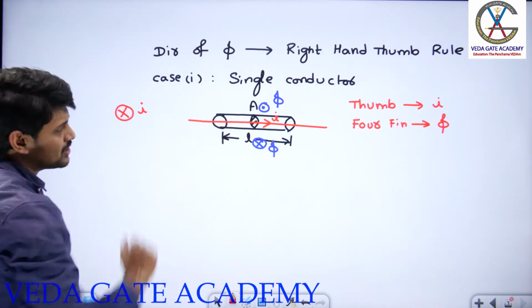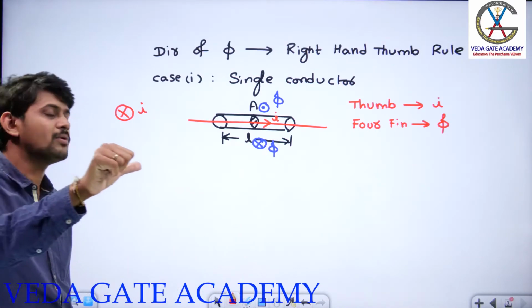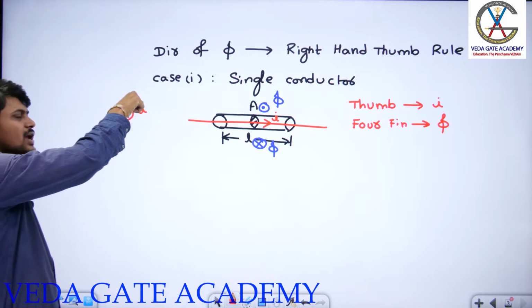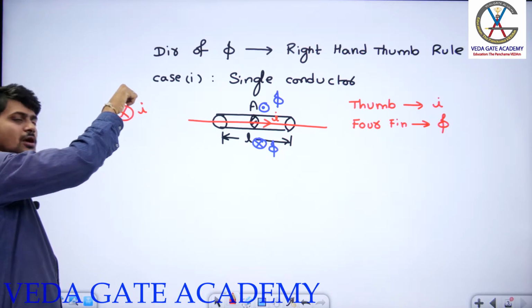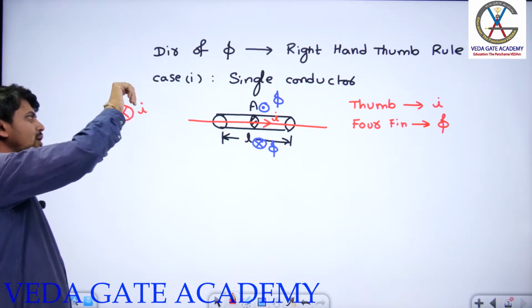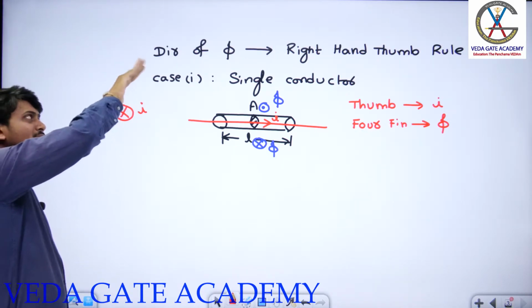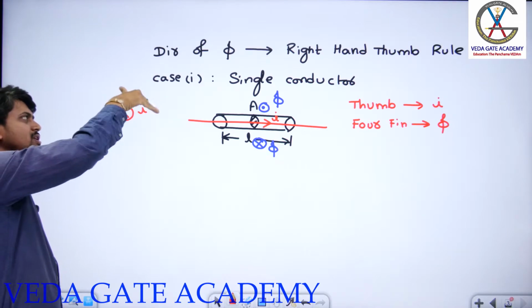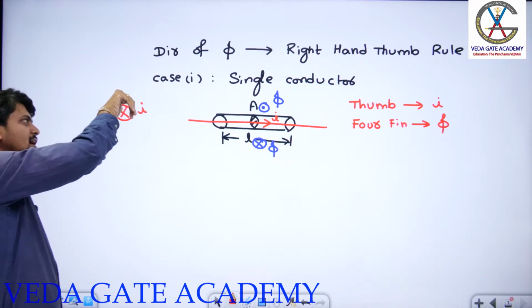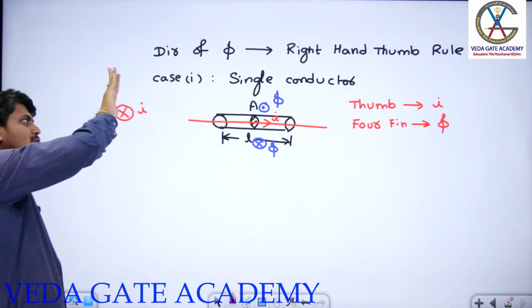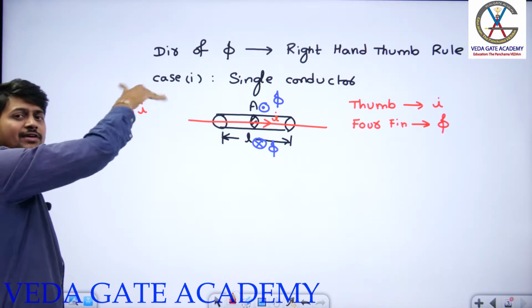Again the same thing: you need to show the thumb in the direction of current. Here the direction of current is into the plane or out of the plane? Into the plane. Now with the help of the thumb, which is showing the direction of current, you can run around these four fingers. If I hold this conductor in the direction of current with the thumb, are my four fingers moving clockwise or anti-clockwise?